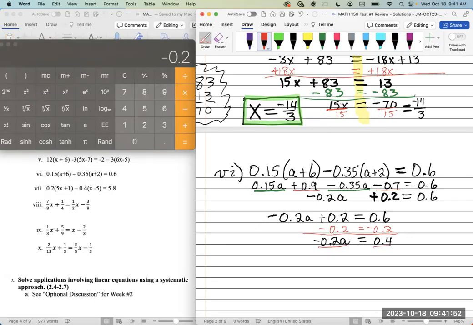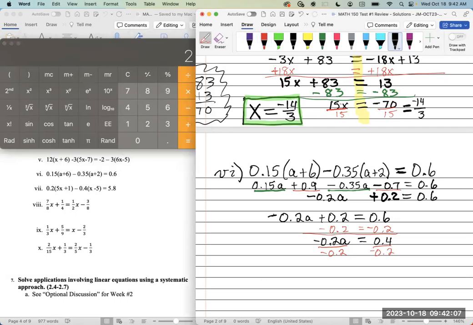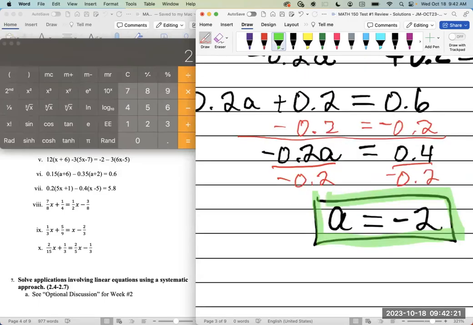Opposite of multiplying is dividing. I'm dividing by a negative 2/10. Positive divided by negative is negative. So my final answer is -2. Which means if you put -2 back into the original equation, do that arithmetic, you'll find out that it is 6/10.